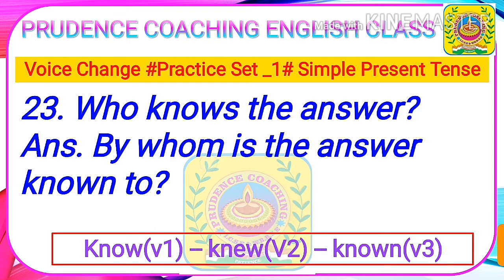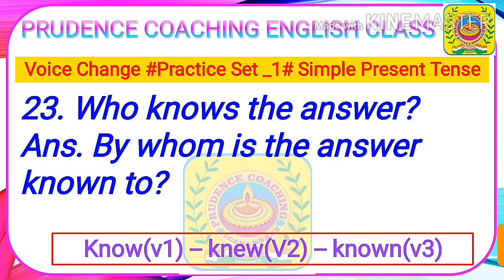So we will write by whom. After that we need to check the object. Here the object of the active voice is the answer, which will become the subject of the passive voice. So according to our new subject, that is the answer, we need to choose a be verb. We need to choose among is, am, are, because the verb is in simple present tense. So as you can see, the answer is singular, so you will use a singular verb is.